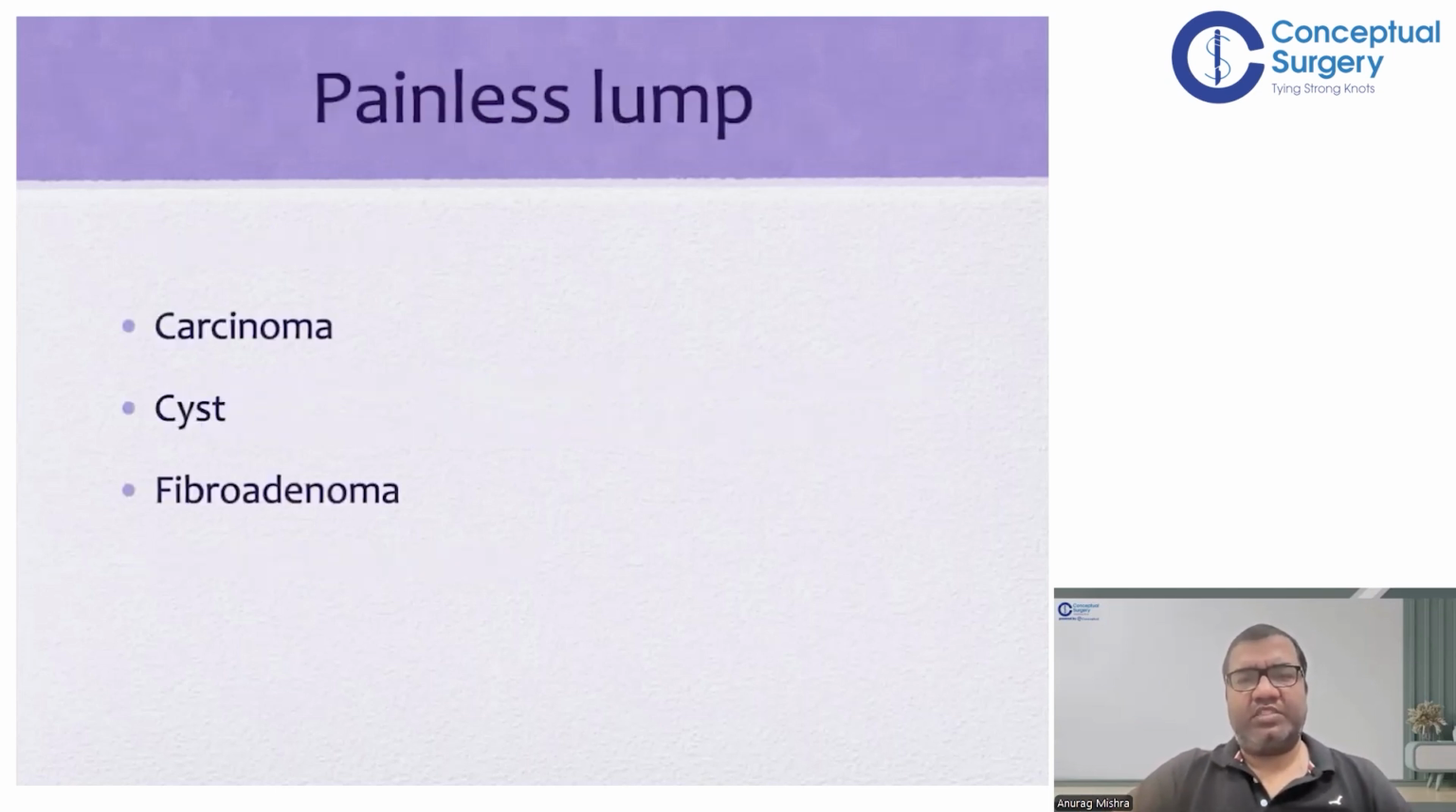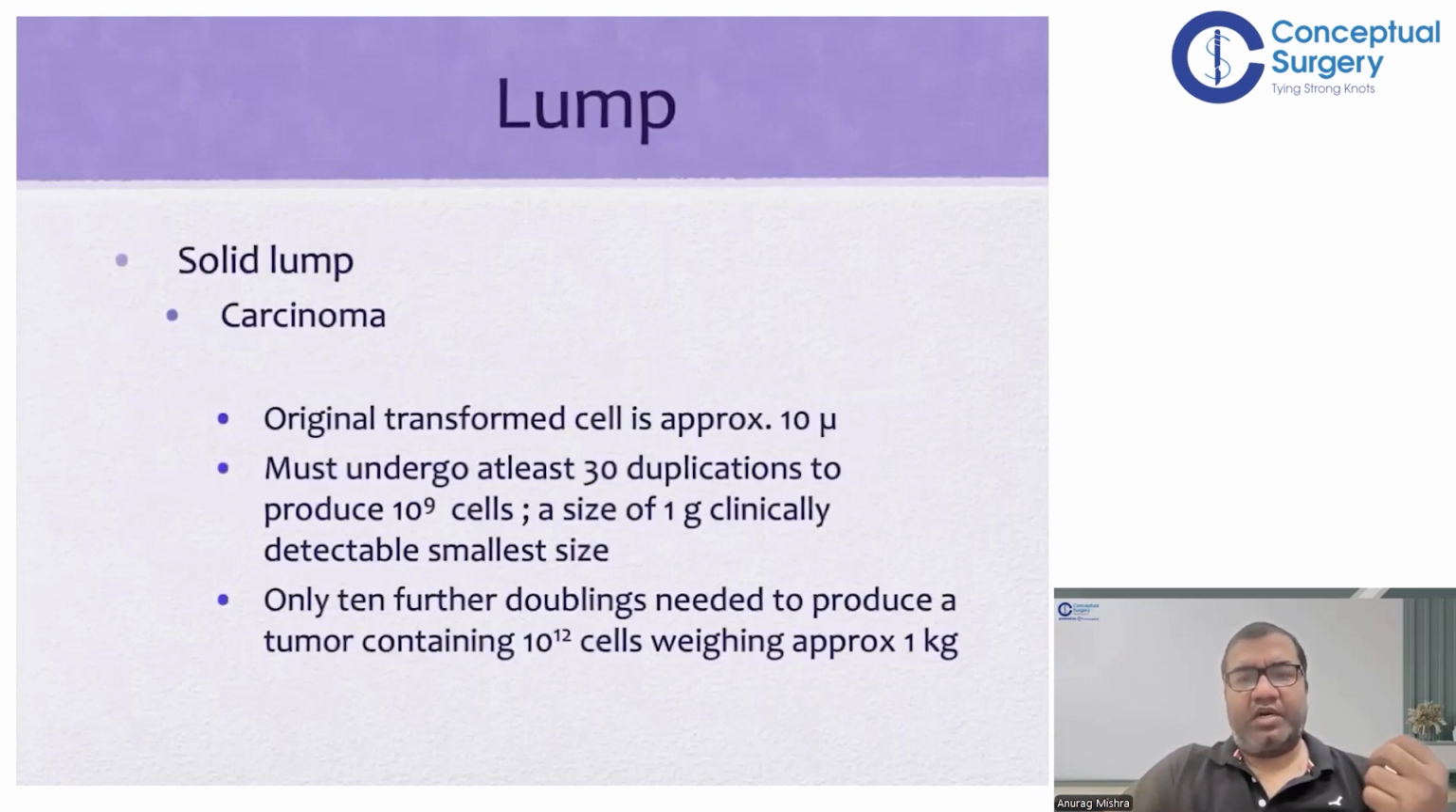Then we talk about a lump without pain, a painless lump. A painless lump can be because of carcinoma, cyst, or fibroadenoma. A painful lump can be something like an inflammatory mass mostly. So whenever somebody comes with a lump which is painful, I would think more of benign causes, which are inflammatory causes, rather than malignancies. With a painless lump, I will be more suspicious about malignancies. It can be carcinomas, fibroadenomas, or cysts. A solid lump typically is a malignancy.